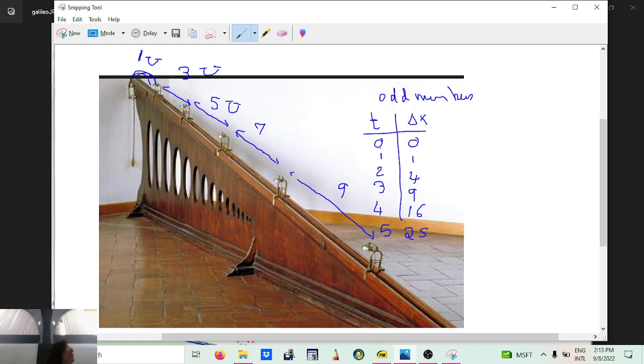So what's the relationship between the time elapsed and the total distance covered? You square it, very good, that's what he found out. He found out that if you do have a constant acceleration, and if you start from rest, then the total displacement is going to be proportional to the time squared. That was his finding. That was the very big finding upon which Newton could build.